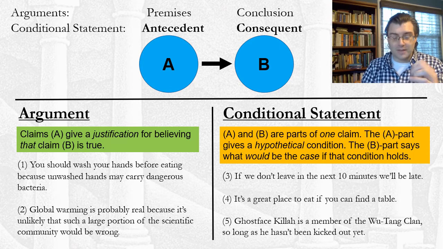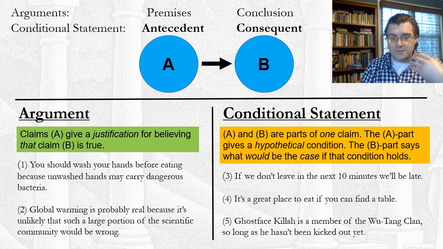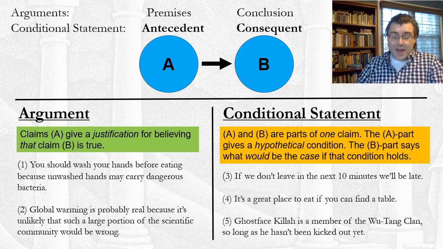Okay, so the A part and the B part are both being affirmed in example 1 on the left-hand side of the screen. And likewise in example 2, both the A part and the B part are being affirmed as true. So again, that's very different from what you have in the case of the conditional statements on the right-hand side of the screen. Now, just like we have a name for the A part and the B part in arguments, we have a name for the A part and the B part in conditional statements. The A part we call the antecedent, and the B part we call the consequent.